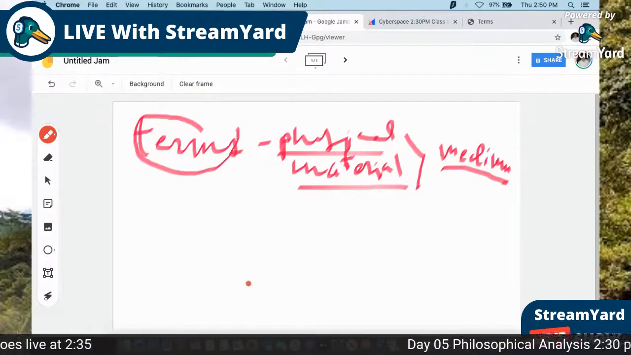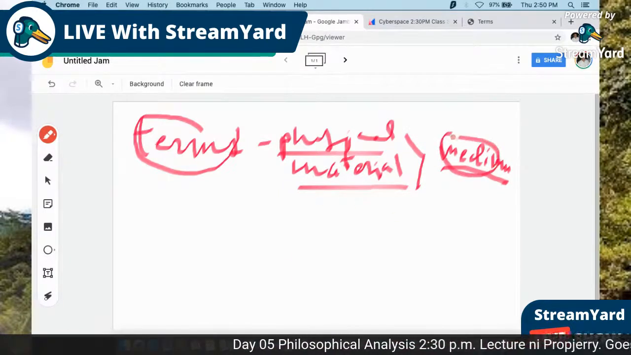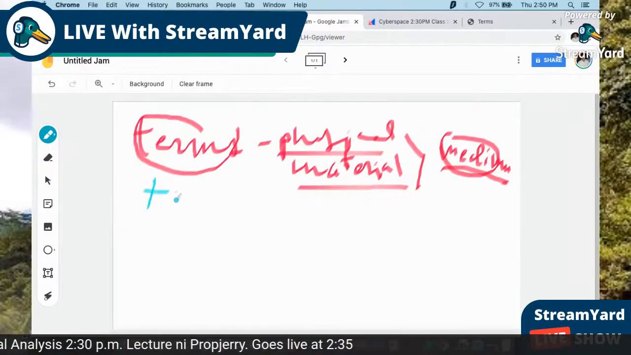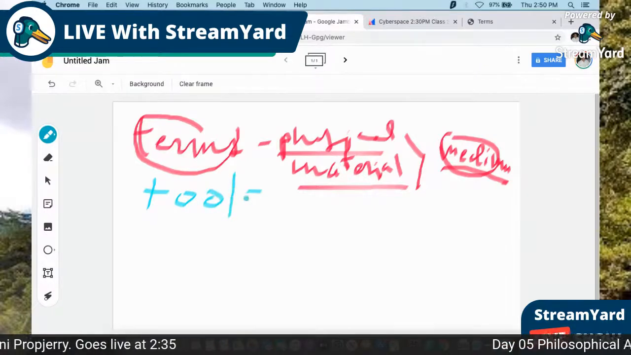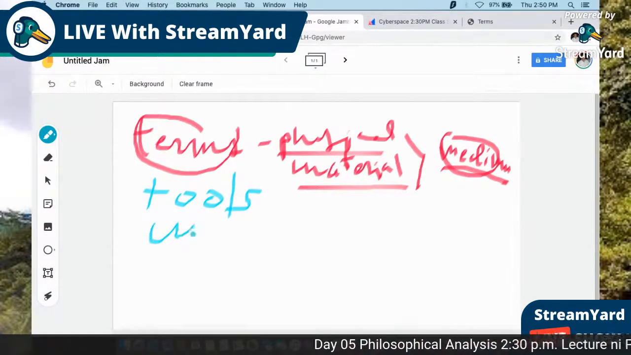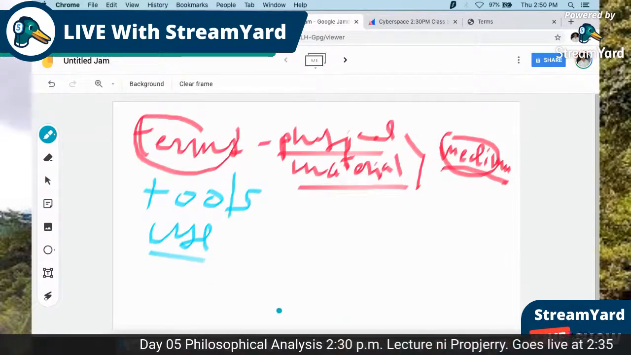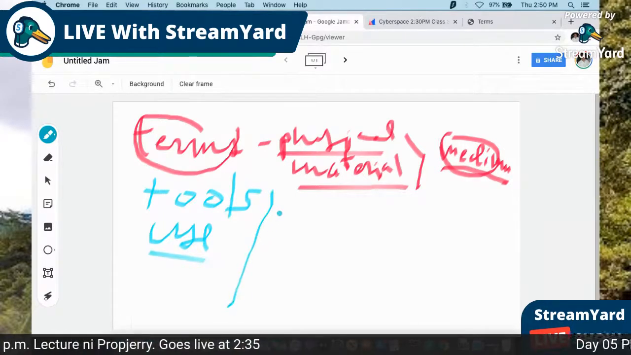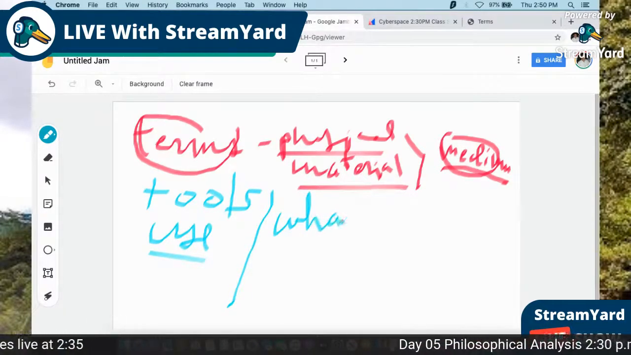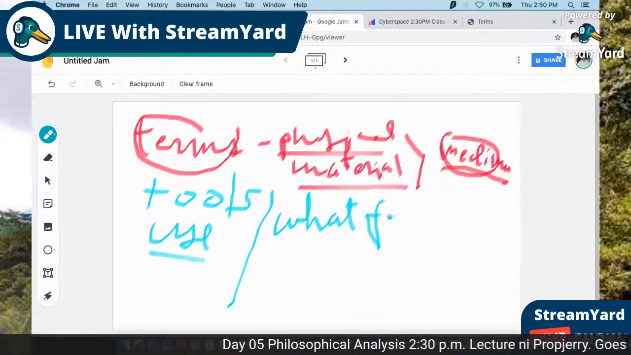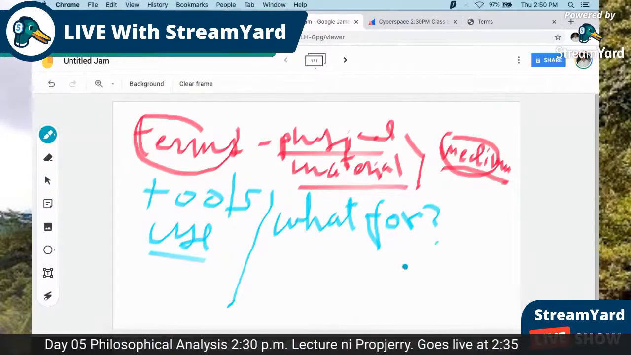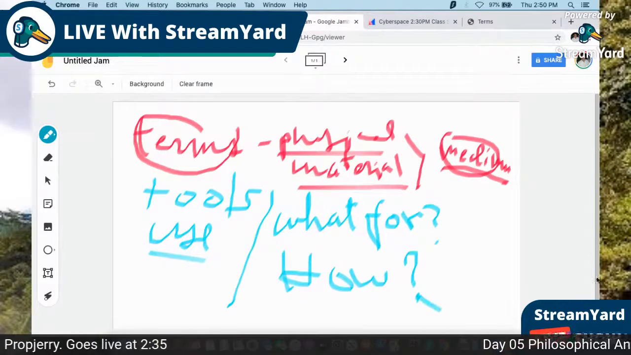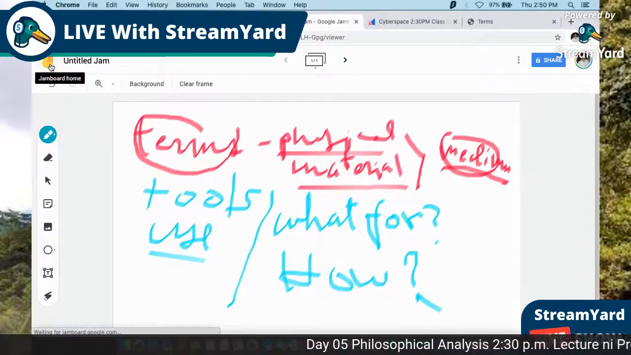Because terms are physical, material in nature, needing some physical, material medium, we consider them, therefore, as tools. And what are tools? Tools are things that we use. Question: what for do you use your terms? How do you use your terms? Let's move on.